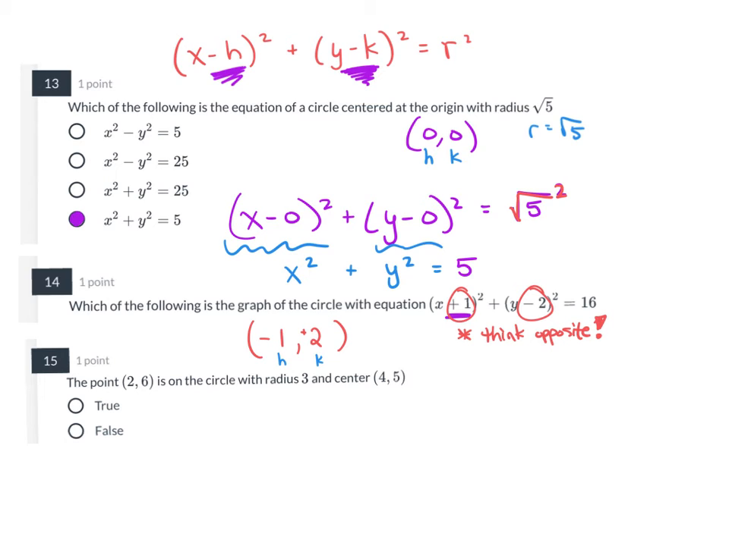Last up, we know that this is the r squared part. So if r squared is 16, okay, r squared equals 16, and I said, hey, what's regular r? You'd say, well, you got to square root both sides, okay? And that means r equals the square root of 16, which is 4. So our center is negative 1, 2, and our radius equals 4.